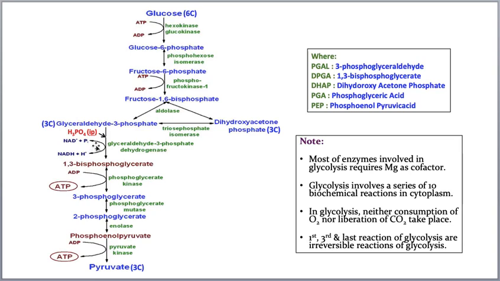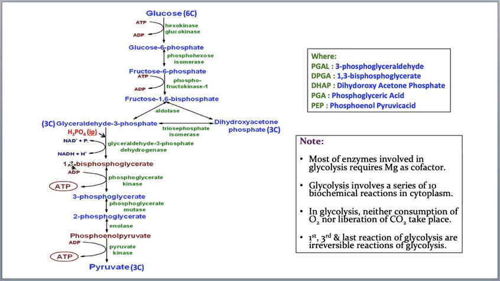Hope you understood, students. Now 1,3-biphosphoglycerate means this phosphoglycerate has one phosphate in the first position and one phosphate in the third position. So 1,3 means one in the first position and the second in the third. So 2 phosphates are added. So it is biphosphoglyceric acid.